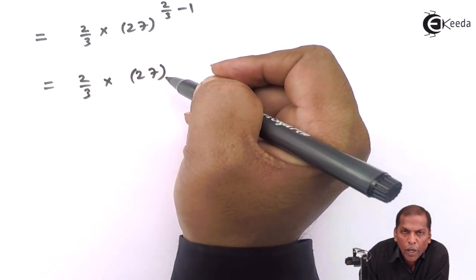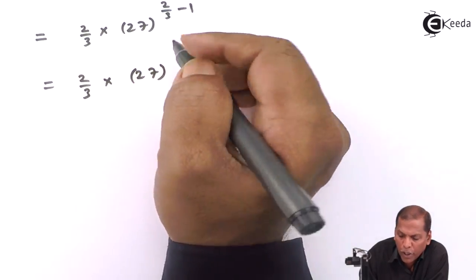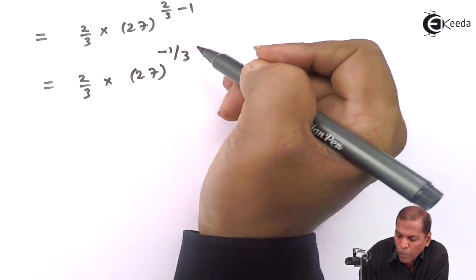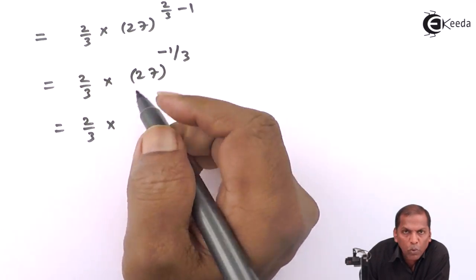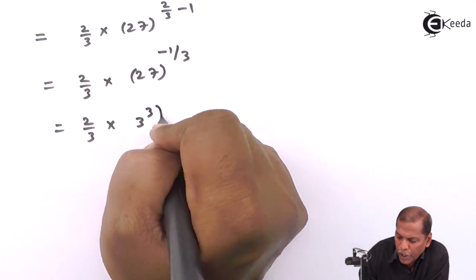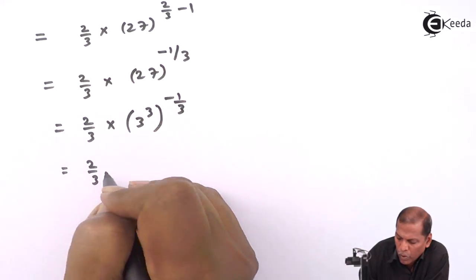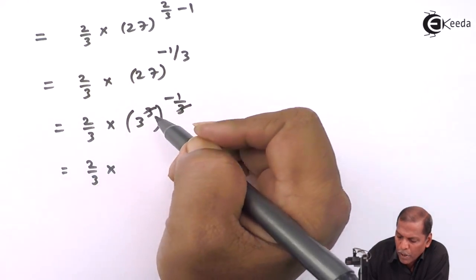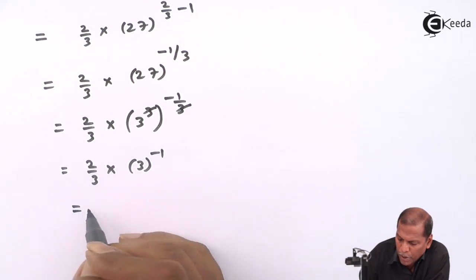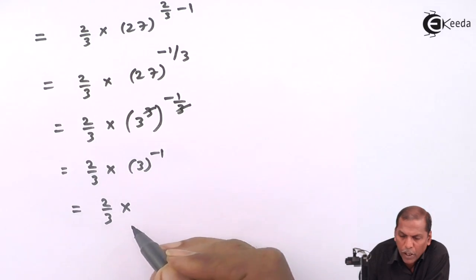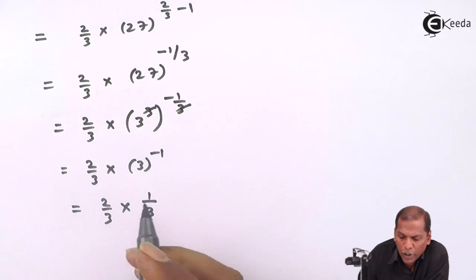Now in the power we cross multiply, and that gives (2 minus 3) upon 3, that is minus 1 upon 3. So the next step will be 2/3 into, now 27 I can write as 3 cube, and that whole bracket raised to the power minus 1/3. So 2/3 into, here we cancel 3 in the power, so we are left with only 3 raised to minus 1.